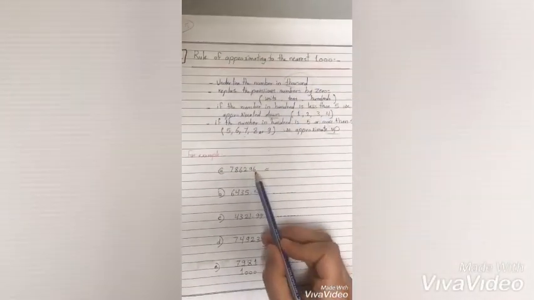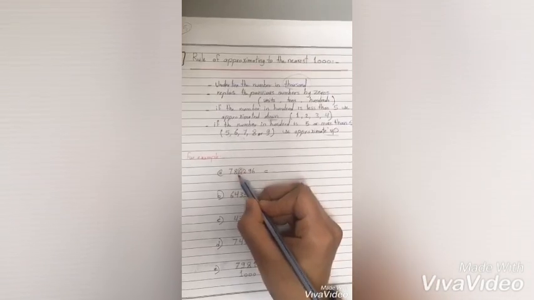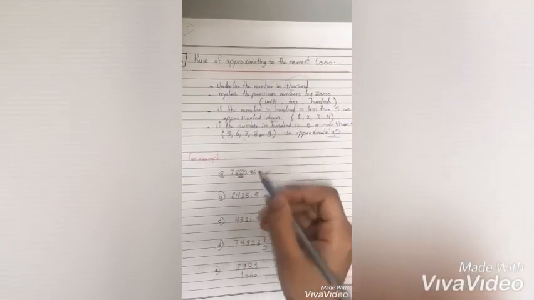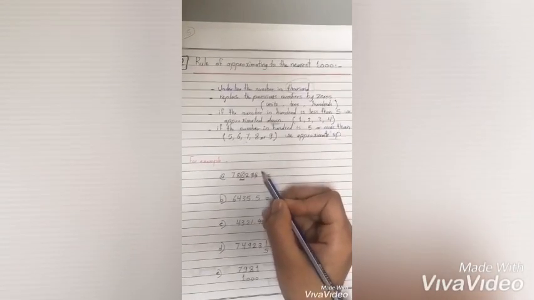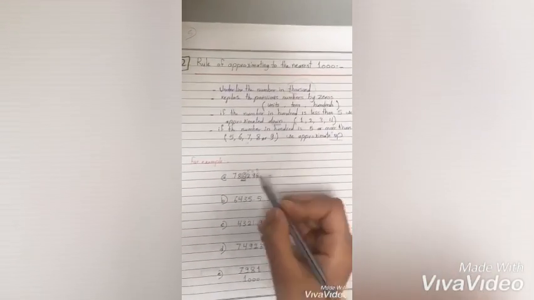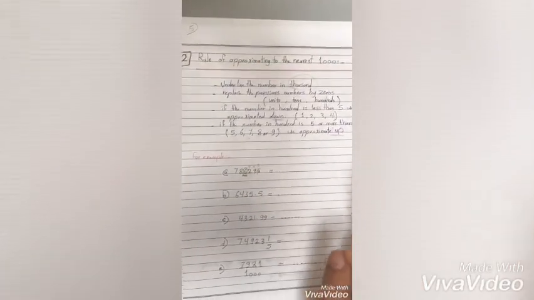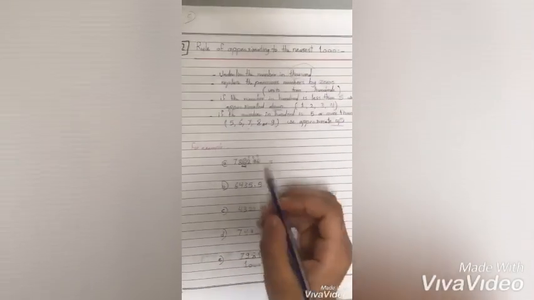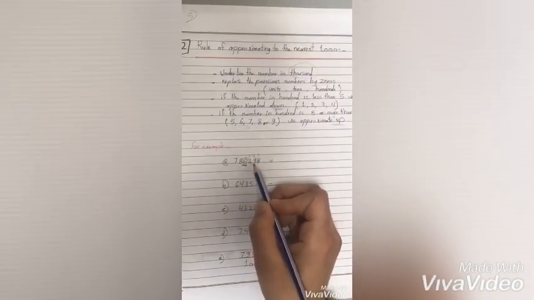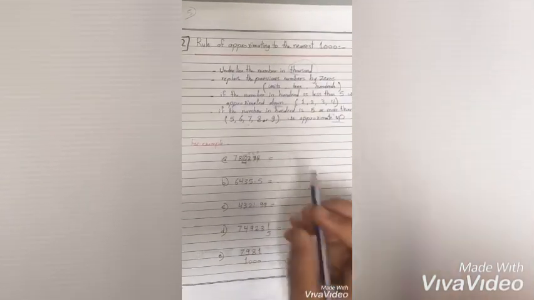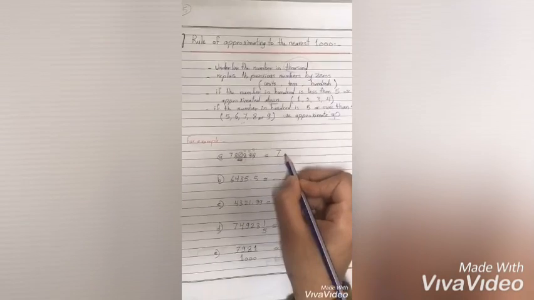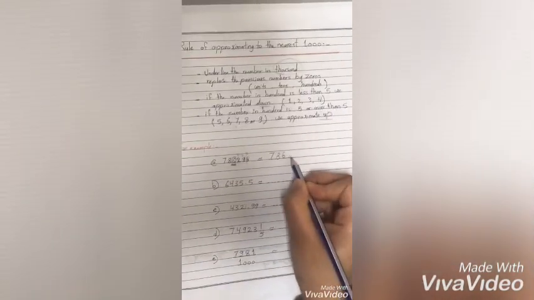For example, 786,296 approximated to the nearest thousand. First, I will underline the number in thousand. Units, 10, 100, 1000. So the number in thousand here is 6. Replace units, tens, 100 by zeros. 2 is less than 5, so it is approximated down. Approximated down means keep the number as it is. So 786,296 approximated to the nearest thousand will be 786,000 only. Understand?